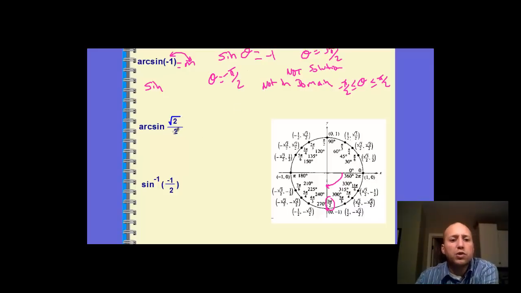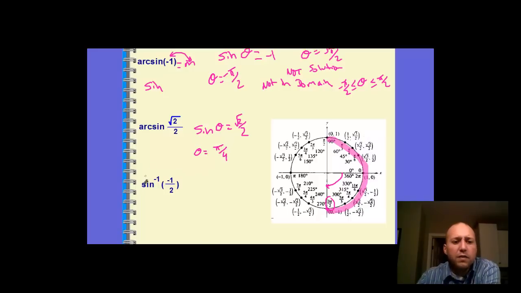And so arc sine of root 2 over 2 is basically saying, the sine of what angle has a ratio of root 2 over 2 within the domain we have. So our domain for sine is from negative pi halves to pi halves. So in this portion of the unit circle, where is there a y value of root 2 over 2? And the only spot is pi fourths.